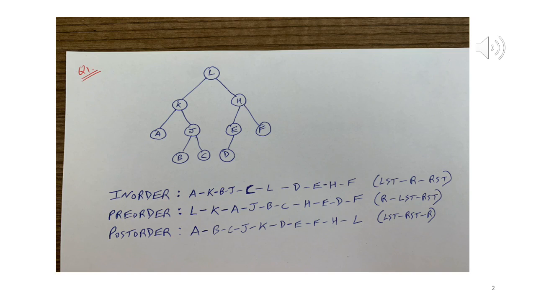And then for the tree with E as a root, again left subtree, which is D, followed by root, which is E, followed by right subtree, which is null. So finally we get DE, DE, HF, HF, right? So the final in-order traversal reads AK, BJ, CL, DE, HF, right?